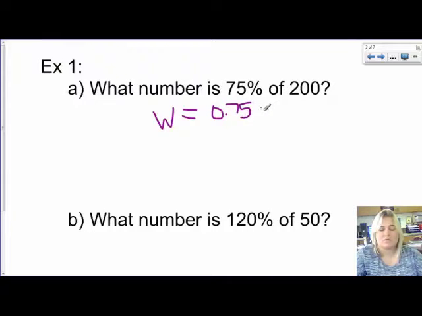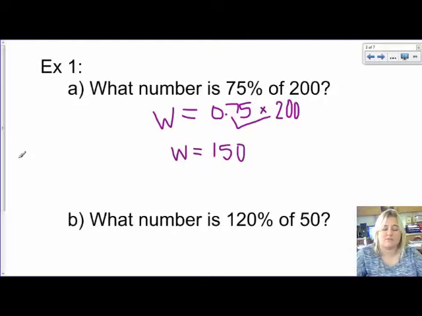Of means to multiply, and then 200. Well, now all you have to do is exactly what the problem is telling you to do. I have 0.75 times 200. So that is going to give me my W equals, and all I have to do is punch this into my calculator, which is going to give me 150. Final answer. 150 is 75% of 200.